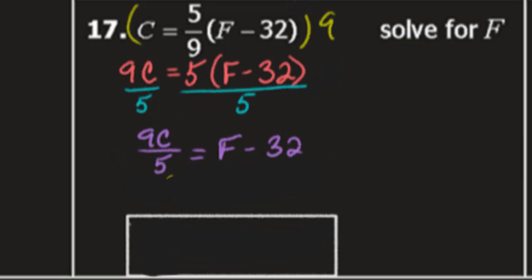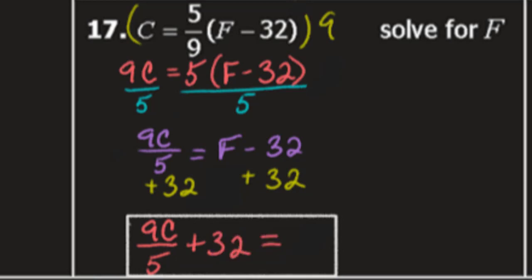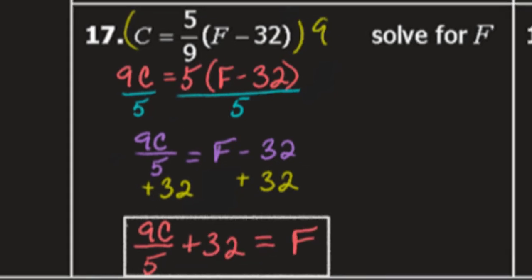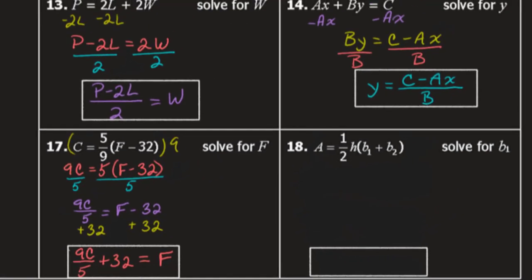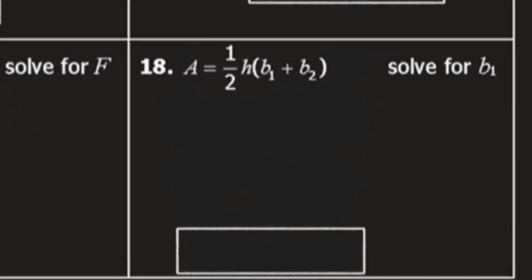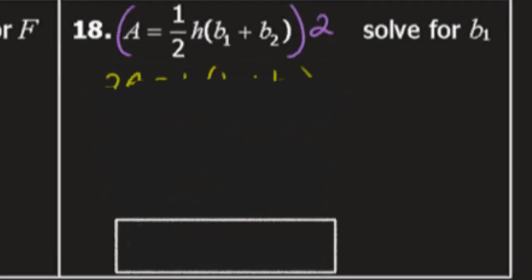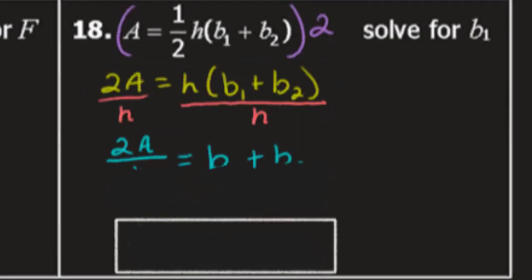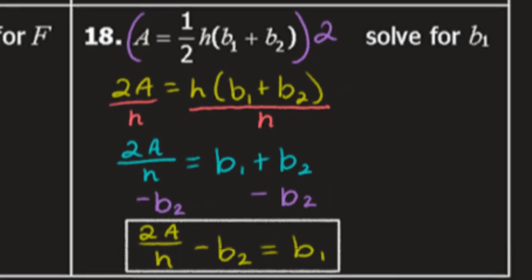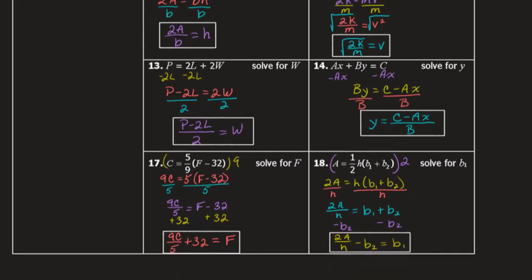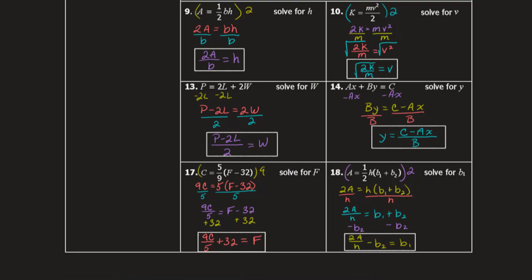Because the 5 is no longer multiplying the parentheses, I can remove them. Finally, add 32 to both sides. 9c over 5 plus 32 equals f. Pause the video and attempt number 18. This concludes the notes for 2.6 literal equations.